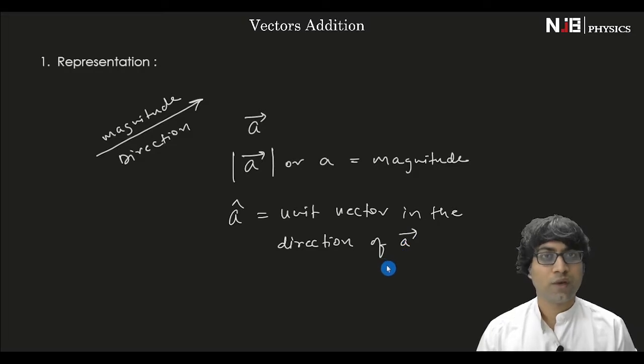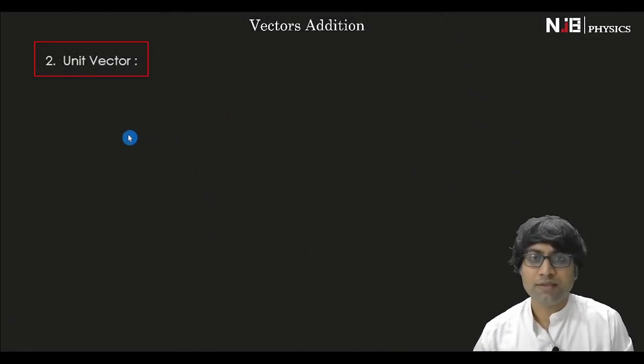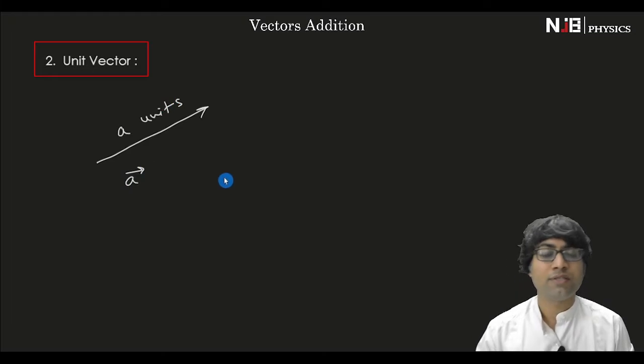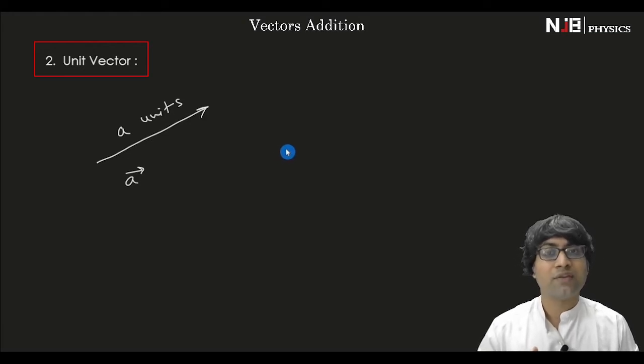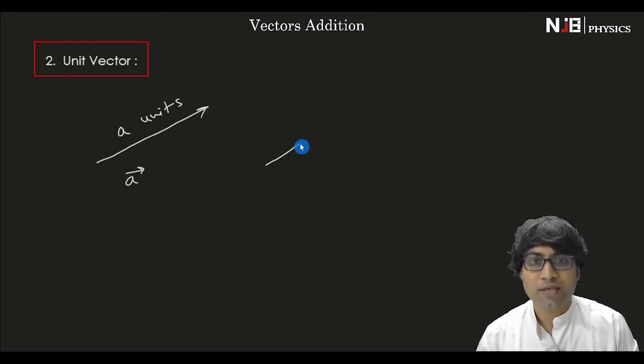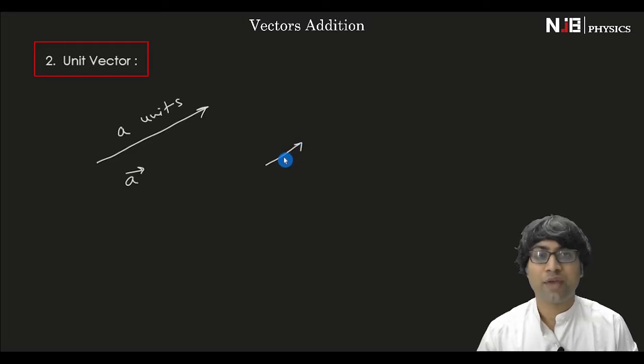What is meant by unit vector? Let's talk about it. Let's imagine that we have a vector whose magnitude is a units. So this is a vector. Now what is the unit vector in the direction of this a vector? Well, a unit vector in the direction of a vector will be a vector having magnitude equal to unity. That means its magnitude is equal to 1, but having the same direction as that of a vector. And therefore, a unit vector in the direction of a vector will be represented by this arrow, which has the same direction as that of a vector, but its magnitude is going to be 1.